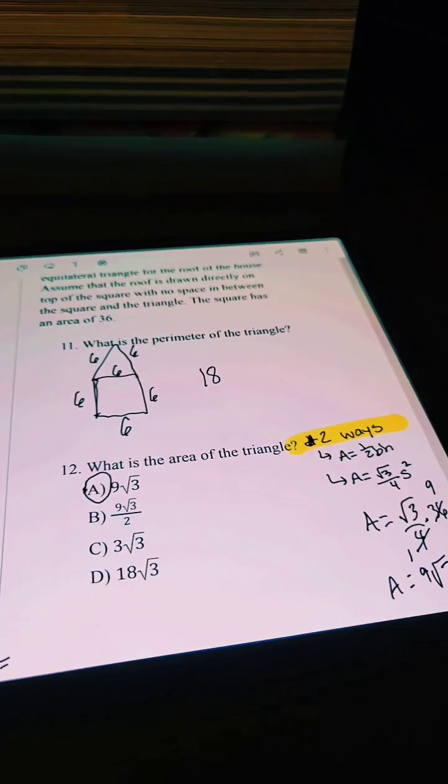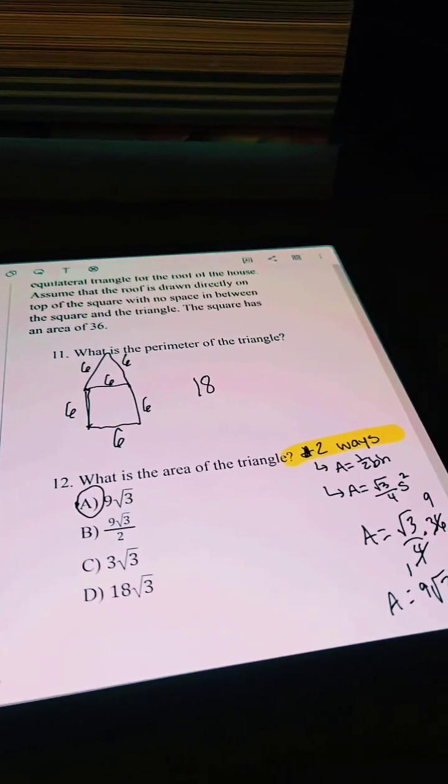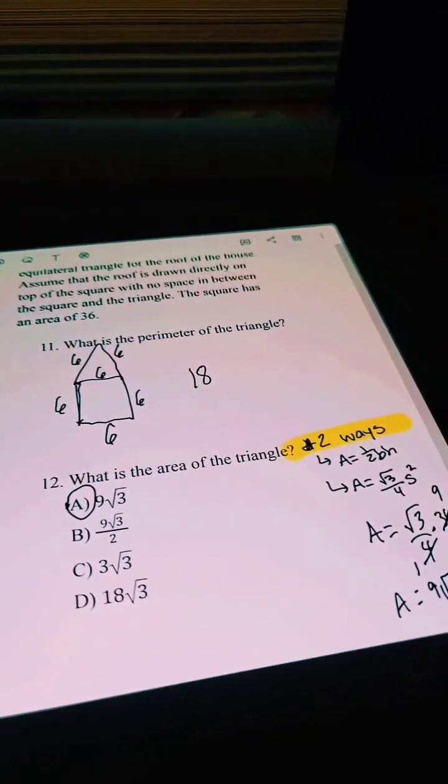I'm glad that you got a 1530. I'm very happy that you got that. Congratulations. Awesome job. And thank you for the praise.